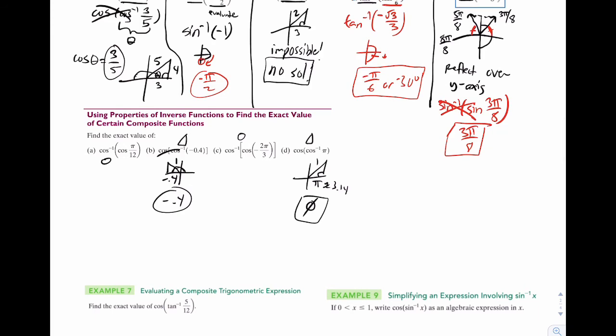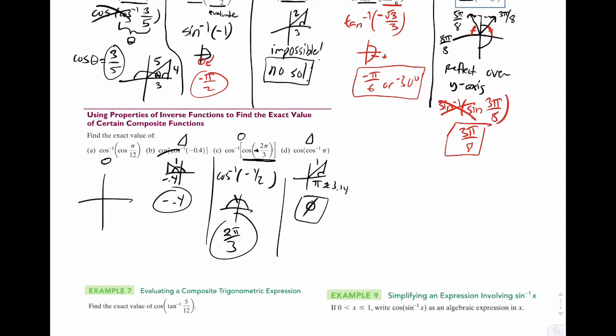Now for the circle ones, let's do the easy one first. Let's evaluate part C right there. So if we evaluate this thing, the cosine's even, so negative doesn't matter, cross it out. Cosine of 2 pi over 3, that'd be negative 1/2. Now we evaluate the inverse of negative half. Draw your circle. That's right there. And look, you get 2 pi over 3. No problem. Now the last one, this is the more advanced one.